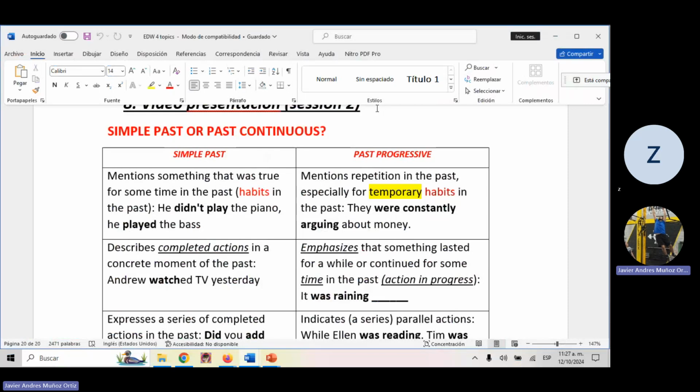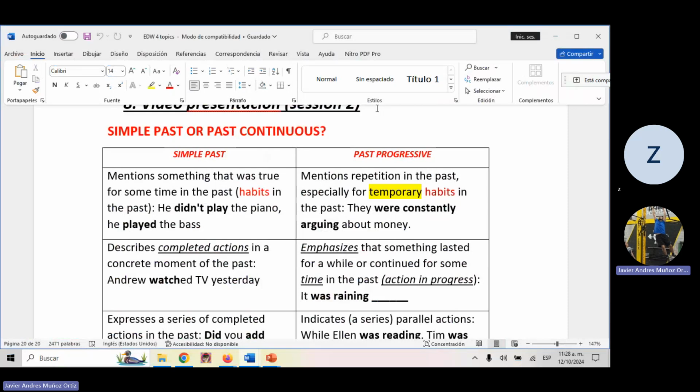The difference is that simple past tense talks about habits that happened in the past in a long term, for a long period of time. However, past progressive talks about habits in the past, obviously, once again, but that were temporary, not for a lot of time. They didn't last forever. Just 3 months, once in a while, just for a period of time. That's it, for a year.